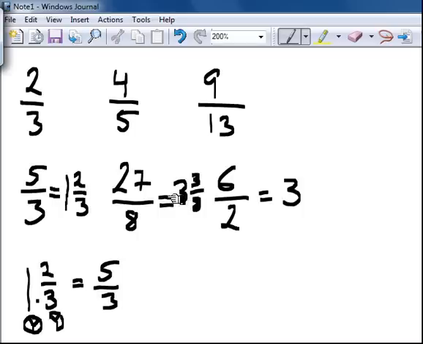Let's take this example. We're going to write 3 whole and 3/8 as an improper fraction. So we take 3 times 8 is 24, and then plus 3 is 27 over the number here, 8. So that's the way to go from a mixed number to an improper fraction.